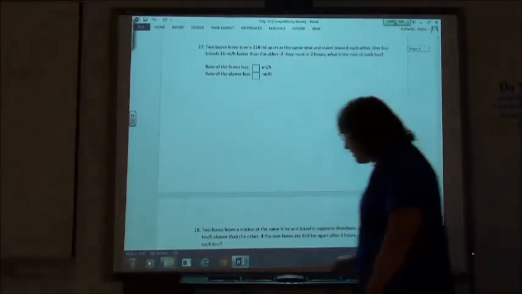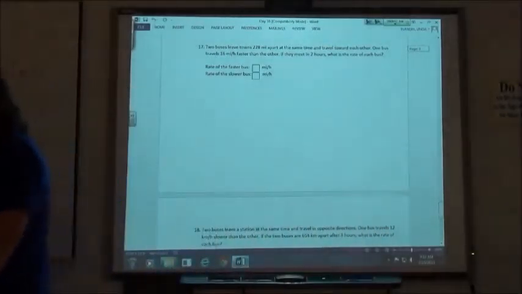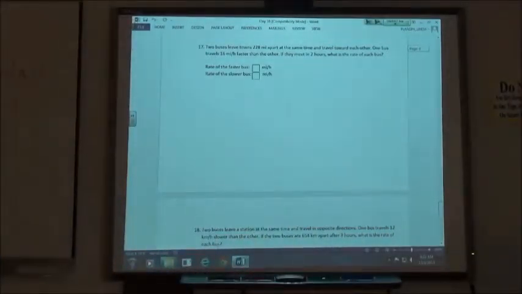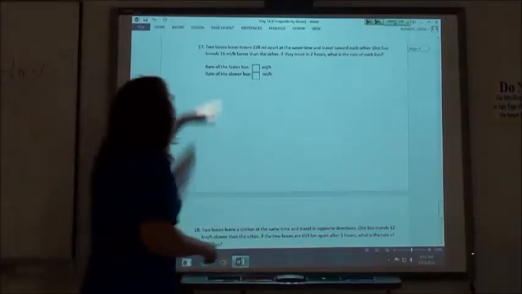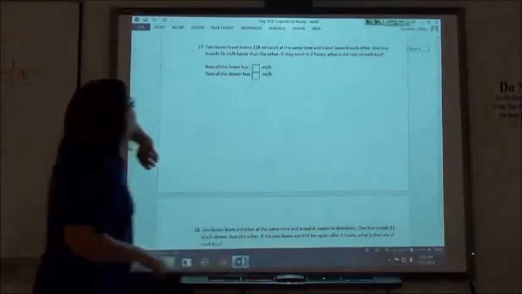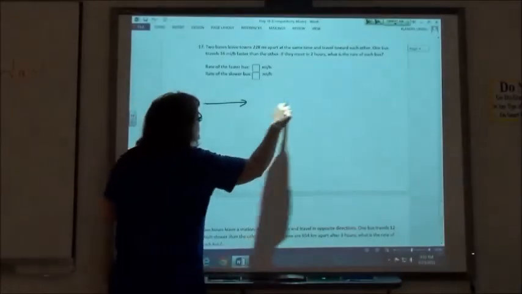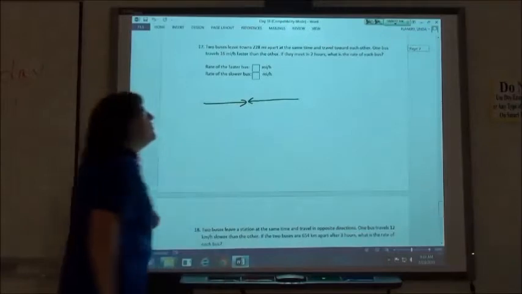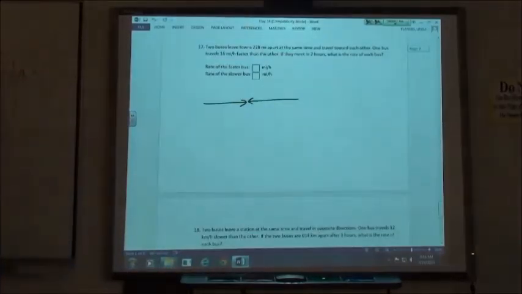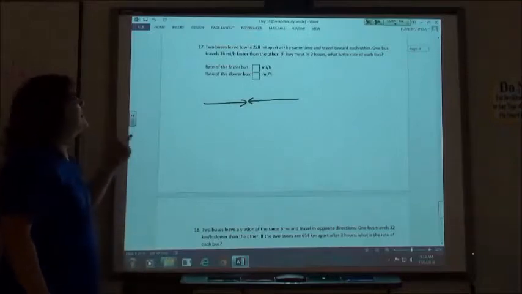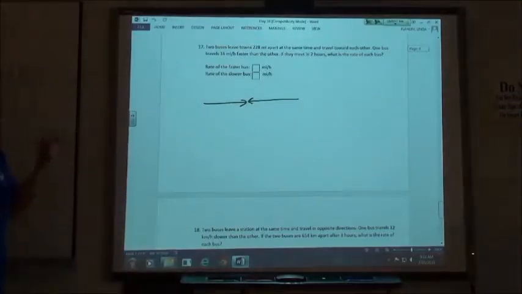Now the other kind that they're going to do is your normal rate times time equals distance problems where you've got two trains going opposite directions or whatever it might be. Two buses leave towns 228 miles apart at the same time. They travel toward each other. So one's going to go this way, one's going to go this way, and eventually they're going to meet somewhere in between. One bus travels 16 miles an hour faster than the other.